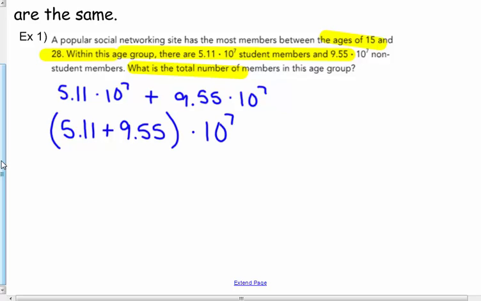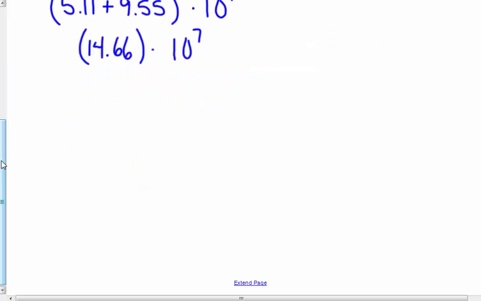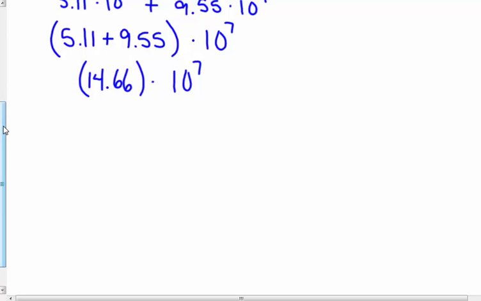So I can do the sum first. So first thing I do, factor out their common factor, which is 10 to the 7th. Factor out that common factor. I'm going to add within the parentheses, and I get 14.6600 times 10 to the 7th. Don't forget that. Now this number is not in scientific notation, so I'm going to adjust this 14.6600 and make it 1.466 times 10 to the 1st. I'm going to put this number into correct scientific notation form. However, don't forget that I still have 10 to the 7th there.